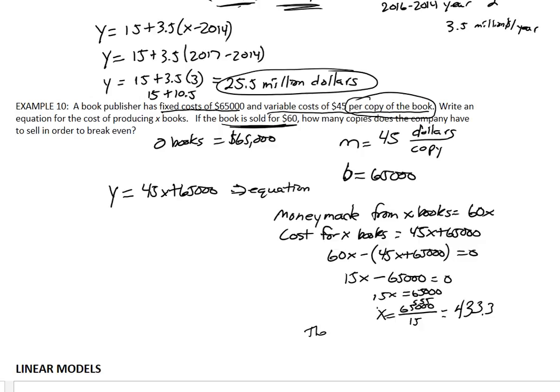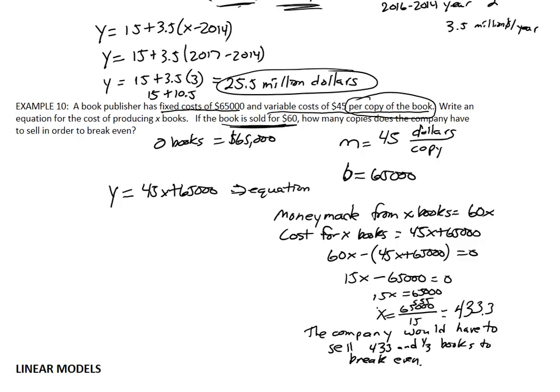So we'd have to say the company would have to sell 433 1/3 books to break even. Of course, they can't sell 1/3 of a book, so actually if they sell 433 or less, they're going to lose money. If they sell 434 or more, they're going to make money. Good.